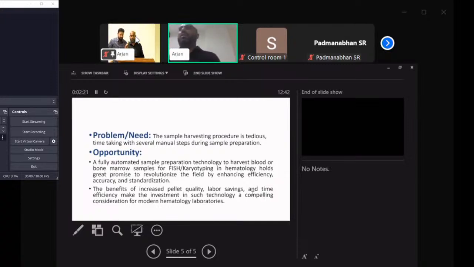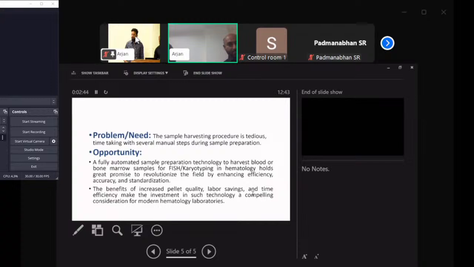Any questions regarding the challenge? It has to be automated. Yes, definitely, hardware and software. A lot of automation is already happening. Yes, sir, we work with a lot of machines. What is the challenge? There is no specific machine available for pre-processing of fish samples.